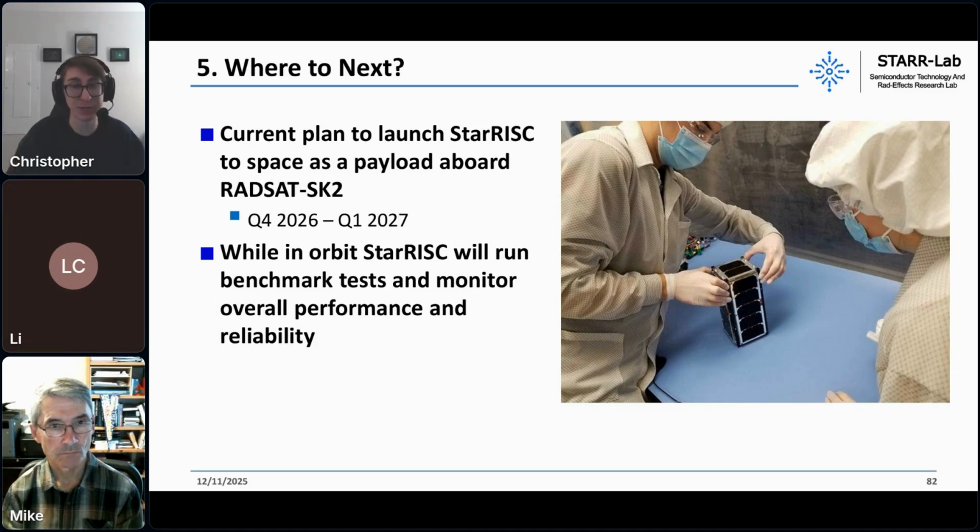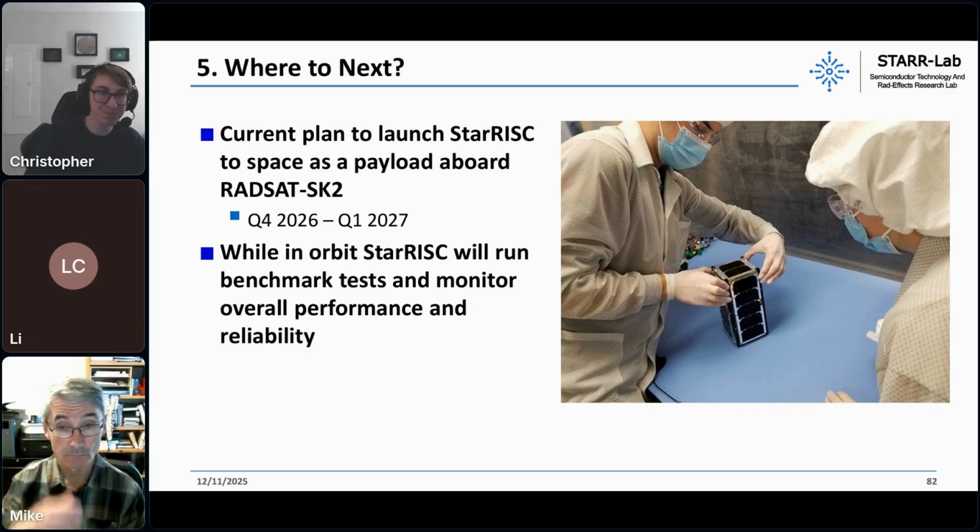One of the cool things we have planned is that StarRISC is going to be launched to space as a payload aboard our RadSat-SK2 satellite. That's a student-run satellite here at the University of Saskatchewan. In orbit, it's going to do the same thing it did in the beamline testing. It'll run some benchmark tests and monitor its performance and reliability. So it'll be really cool to have an open hardware foundation core in space for a while. I think that's a really exciting thing.